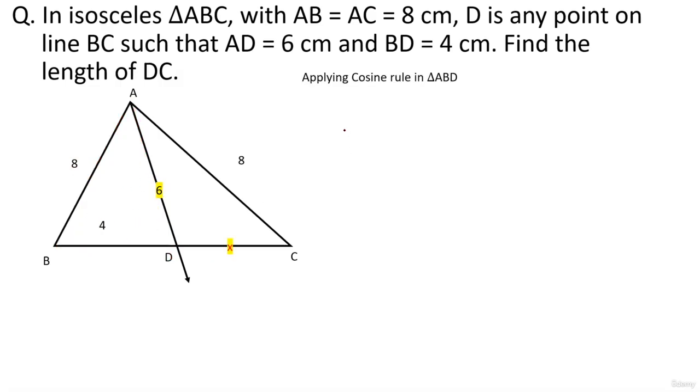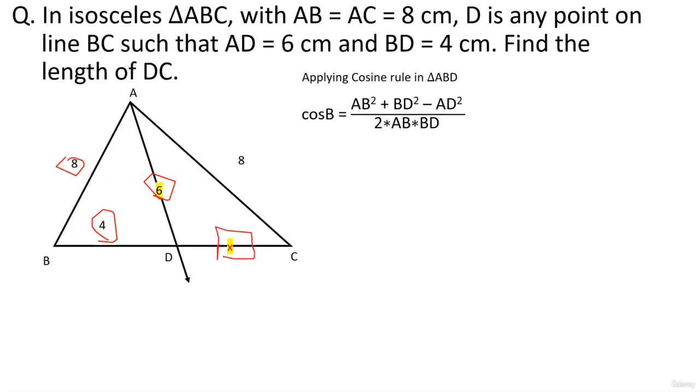Okay, so applying cosine rule in triangle ABD, I have cos B is equal to 8 square plus 4 square minus 6 square divided by 2 AB into BD. So 2, 8 into 4. Okay, you can put the values, or you can just keep it as such also. I prefer keeping it likewise for time being. Now I assume DC as equal to X unit, guys. जो मुझे find करना है यहाँ पे, I'm keeping it as X.